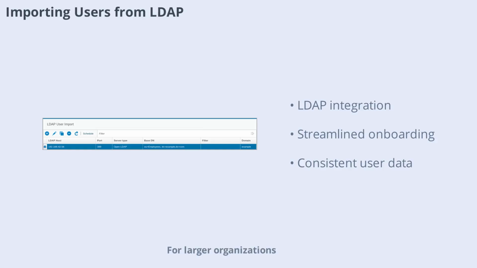For large organizations, importing users from LDAP can save time and ensure consistency. LDAP integration allows you to bring in user accounts and attributes from an existing directory, streamlining the onboarding process. This approach reduces manual entry, minimizes errors, and helps maintain a single source of truth for user information across your systems.